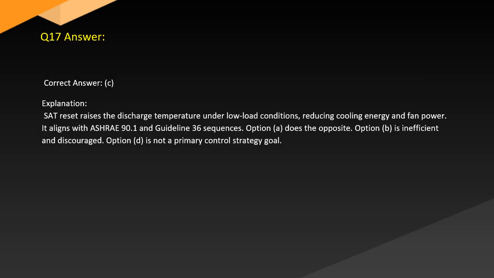Answer. Correct answer, C. Explanation. SAT reset raises the discharge temperature under low load conditions, reducing cooling energy and fan power. It aligns with ASHRAE 90.1 and Guideline 36 sequences. Option A does the opposite. Option B is inefficient and discouraged. Option D is not a primary control strategy goal.